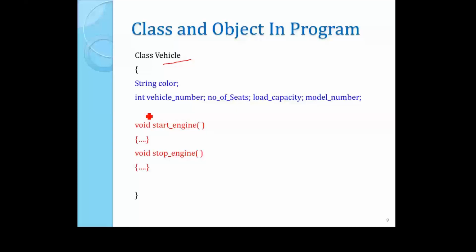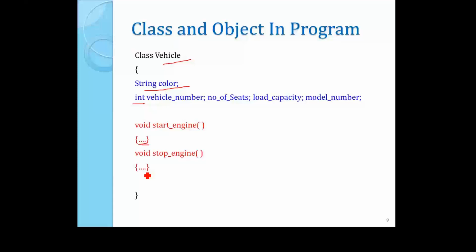The above mentioned properties can be defined in Java as string color, integer vehicle number, number of seats, load capacity, and model number, etc. And the functions have return type void, such as start engine, some function attributes over here, and stop engine, some core functions over here. So this is how a class is defined in a program.